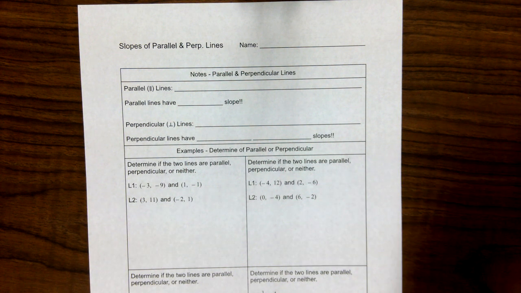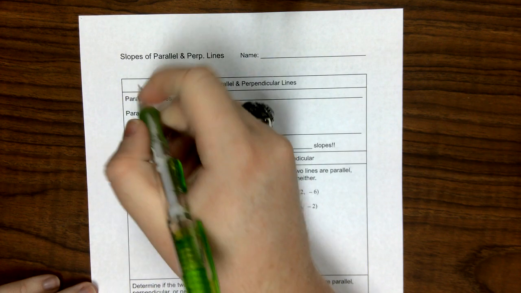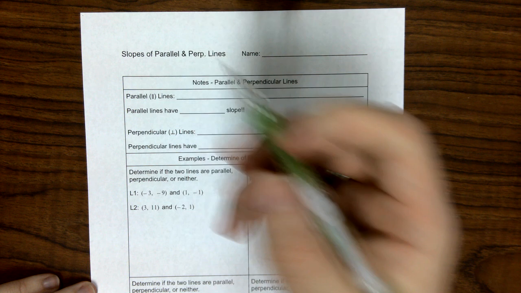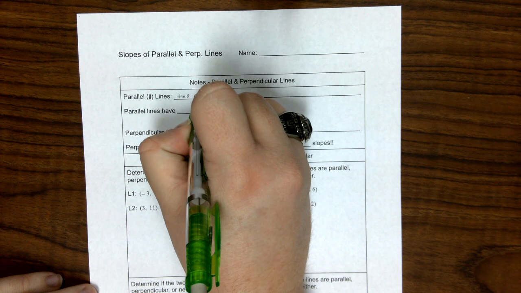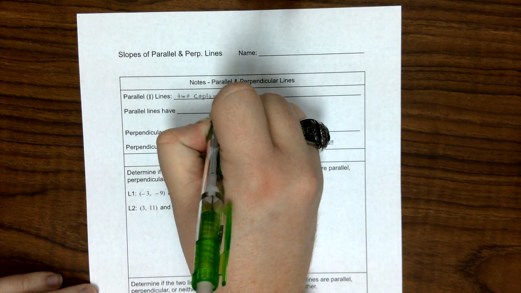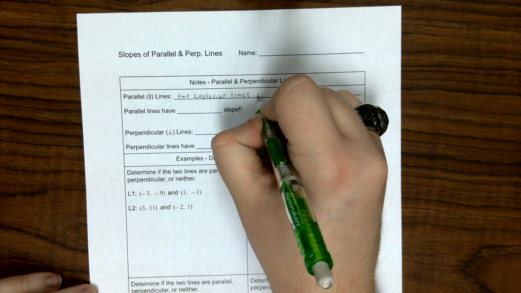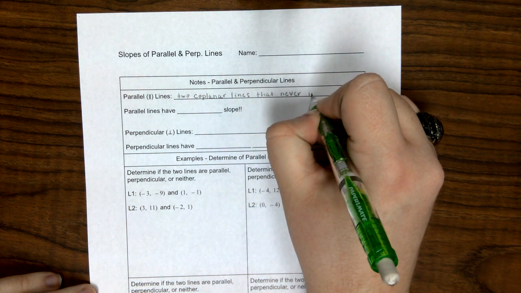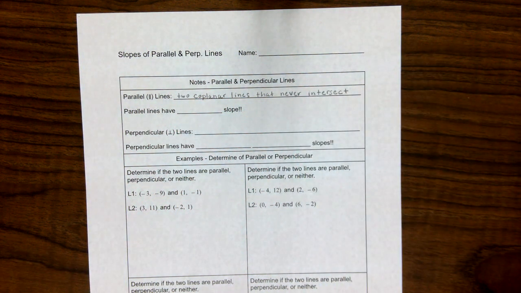All right, so we've talked about parallel, and what I've done is I've given you the symbol for parallel. So parallel, you kind of have just two lines like that. Well, you can't see it, but like that. We defined parallel lines as two coplanar lines that never intersect.